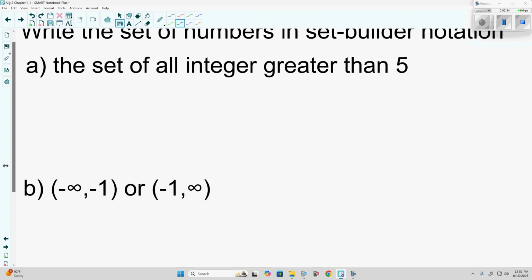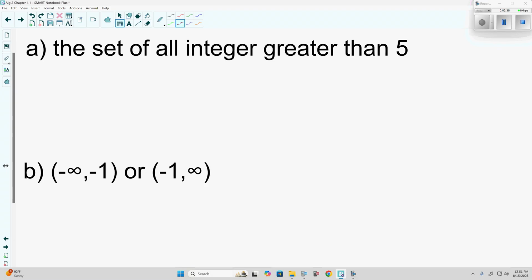Write the set of numbers in set builder notation. So the two things we need is the type of numbers we're talking about, because that's going to go in front of our bar, our such that, and the description telling us more information about the types of numbers we're talking about goes after it. So let's look at this first one, the set of all integers. So the set of numbers we're talking about are going to be integers. And our description is what? Greater than 5. Now the description we're going to have to rewrite as an inequality.